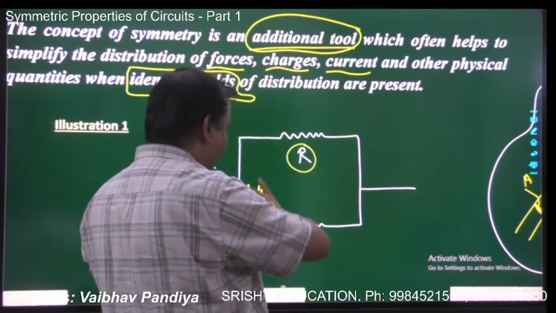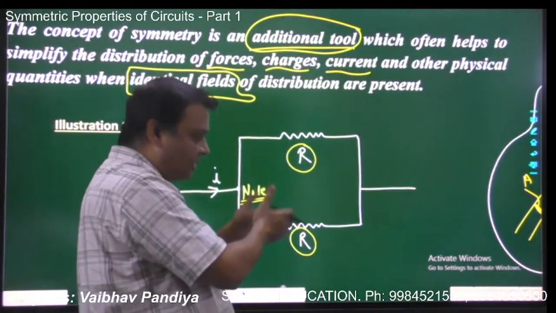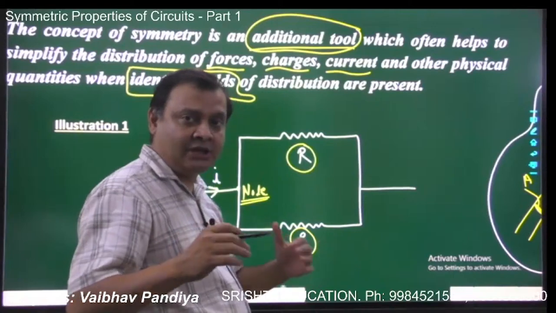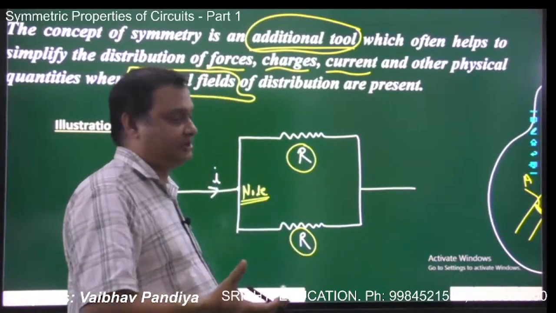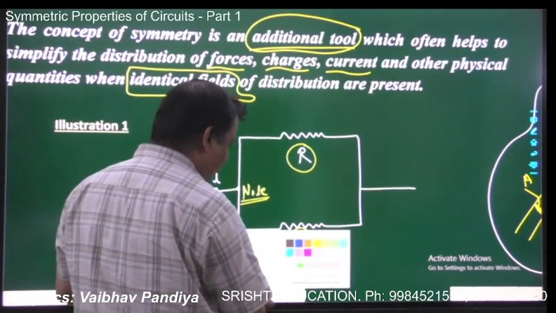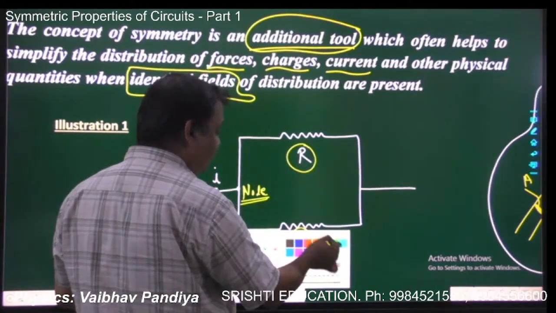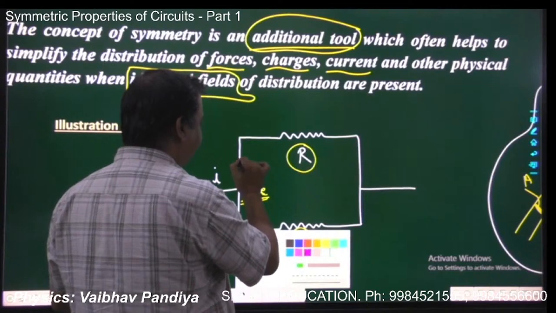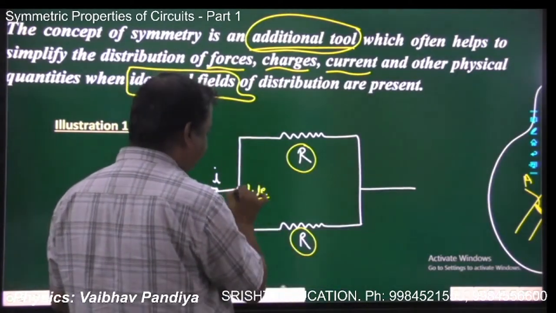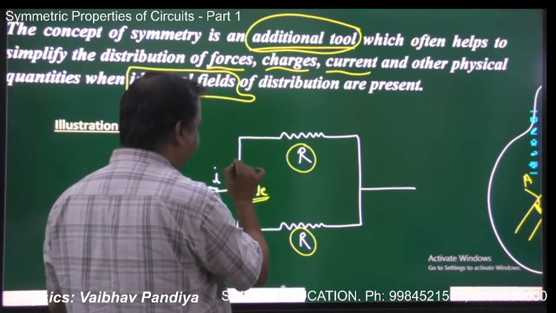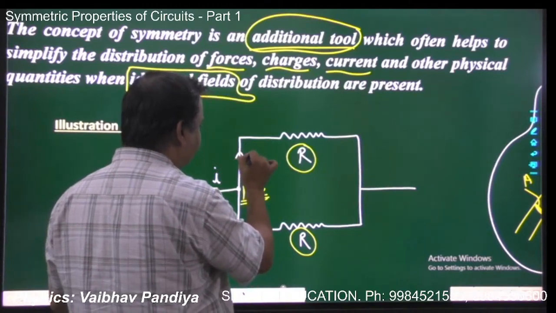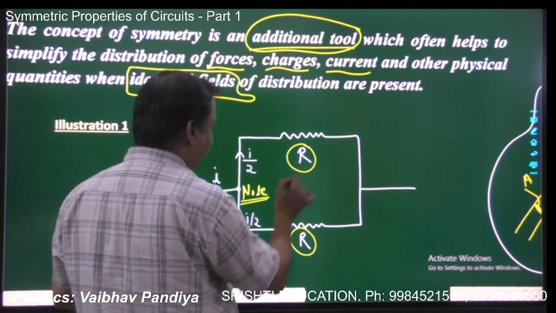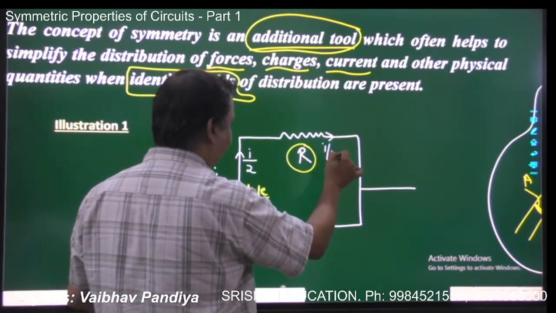So the division of current in both the branches will have equal tendency, because it is the resistor which decides how much current will flow in that particular branch. So the division of current will have equal tendency. There will be no priority of the current in going one branch over the other because they are identical in nature. So the same current will go in both the branches, and by the conservation of current, since total current is I, when I is divided equally, in the upper branch it will be I by 2, and in the lower branch it will be I by 2. So both the branches will have the same current.